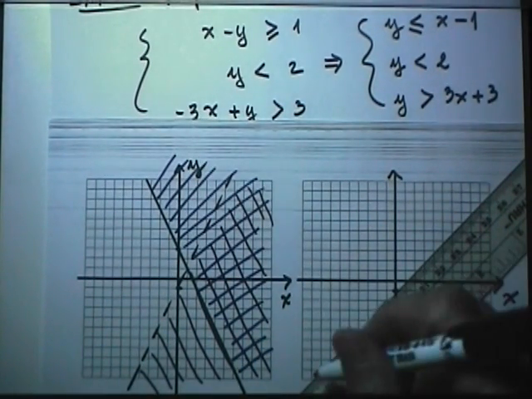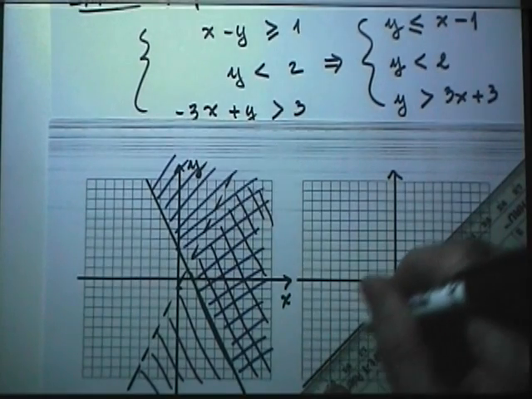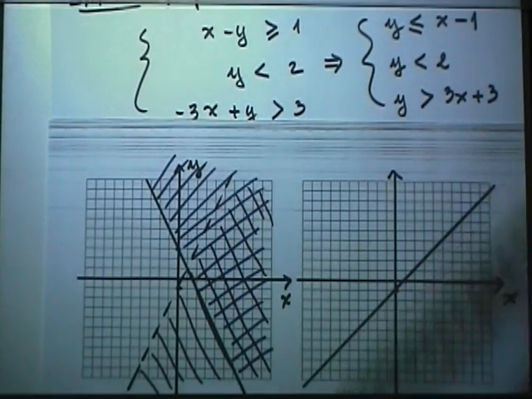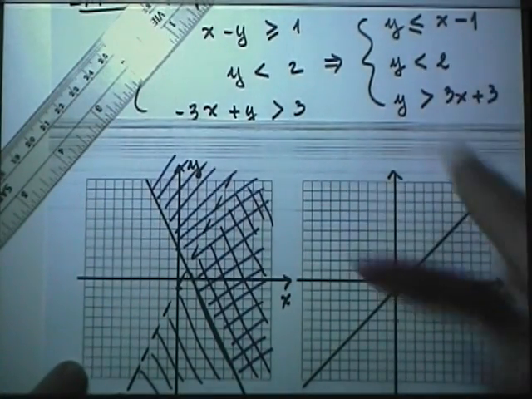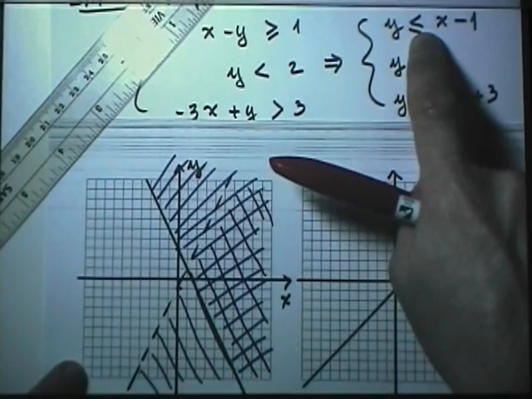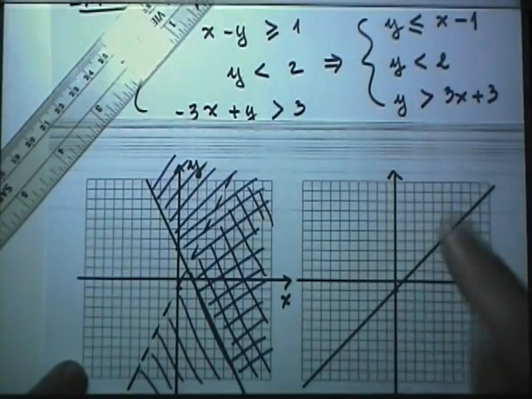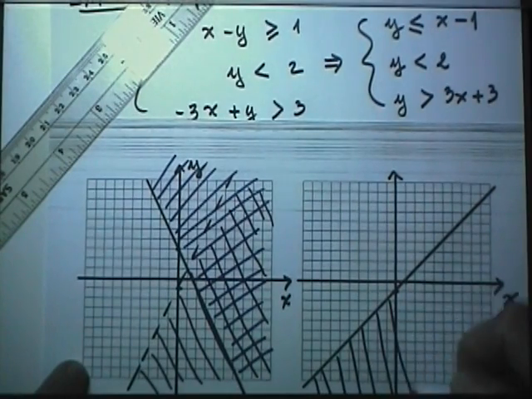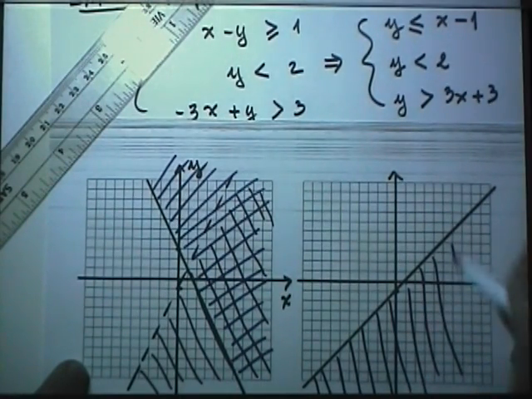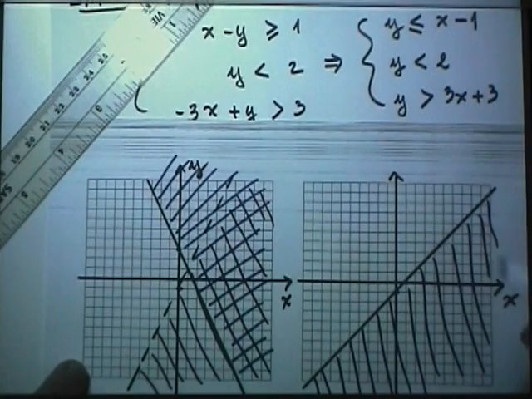So this time it's going to look like this. I do want my line to be solid. That's my line. And then this time, I want the region below, because my inequality says less than or equal to. So on the line and below the line. So I want the red region right here, below the line.